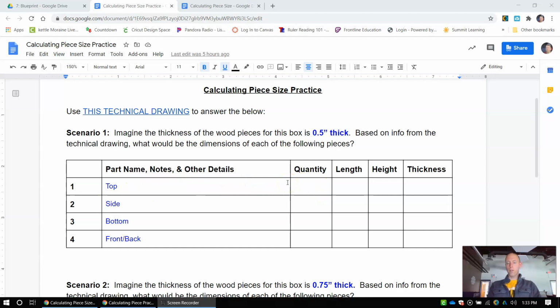So quantity of the top piece, well, there's only one top piece, so we can start filling that in. Follow along with me here. Do this on your document as well. So quantity is going to be 1. There's only one top piece. Length and height. Let's figure out the length and height of that top piece.